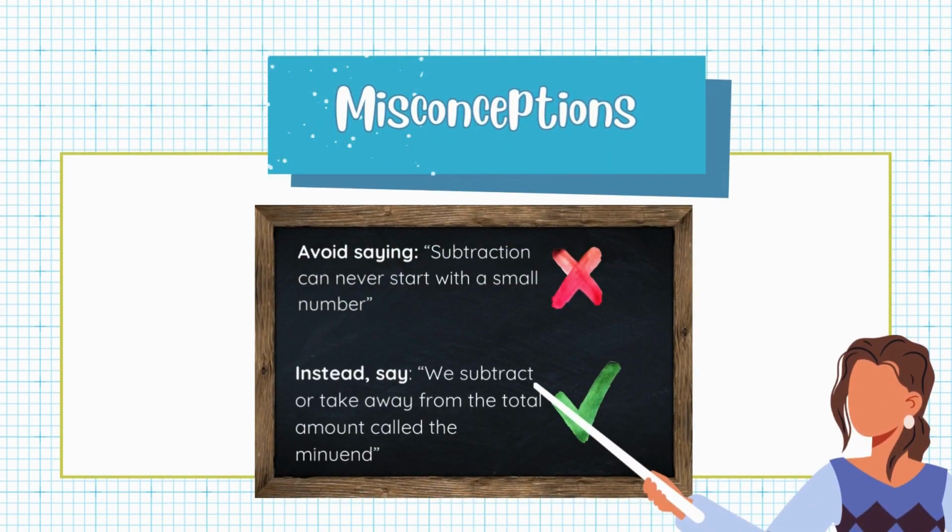When addressing subtraction problems, educators should refrain from making statements like, subtraction always begins with a larger number. Such statements could cause confusion when using the equal sign at the beginning of an equation or when working with negative numbers. Instead, teachers must explain that in first grade, we subtract or take away from the total amount of items known as the minuend.